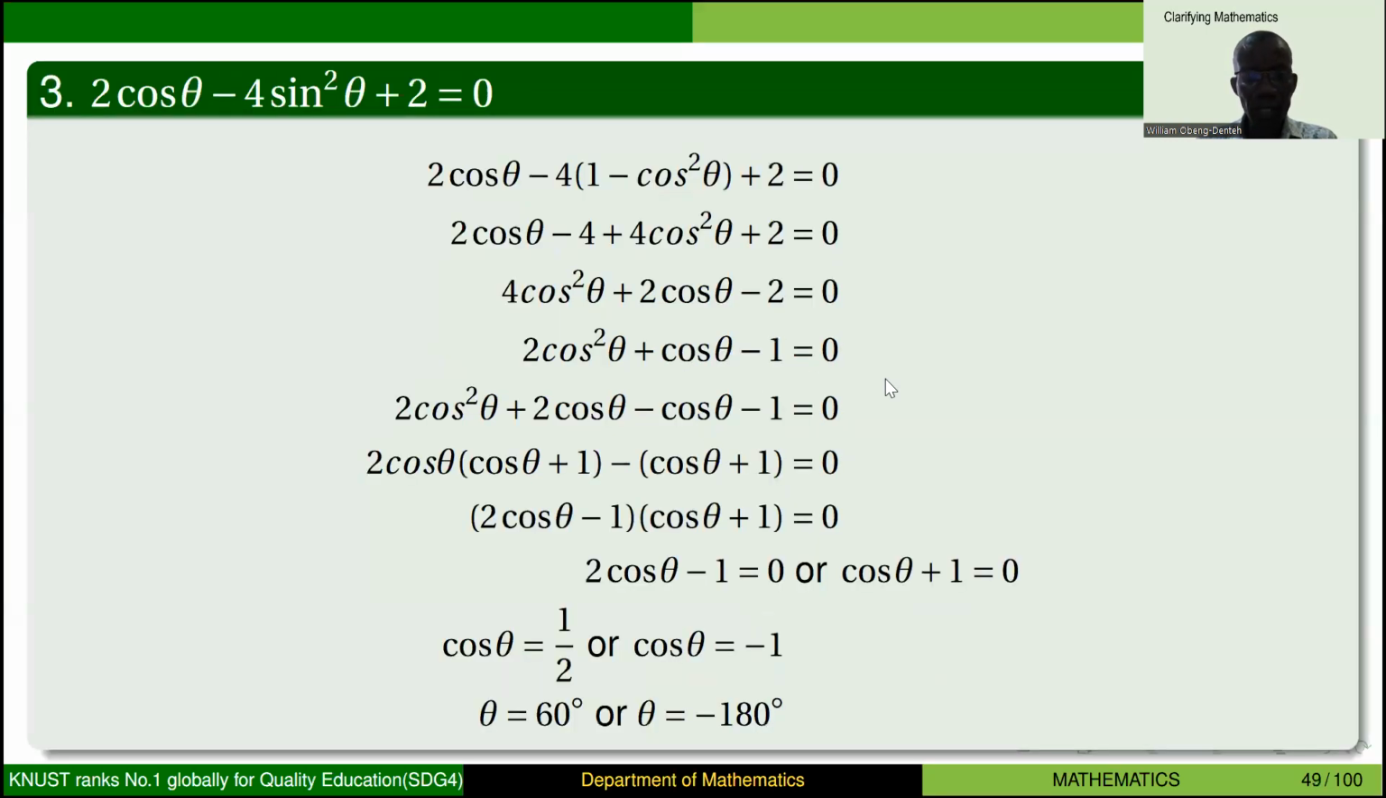Fantastic. Great. So we want to look at 2 cos theta minus 4 sine squared theta plus 2. Okay. So right away, we want to do that being equal to the value that we have over here.